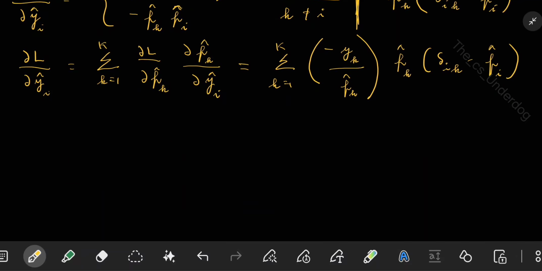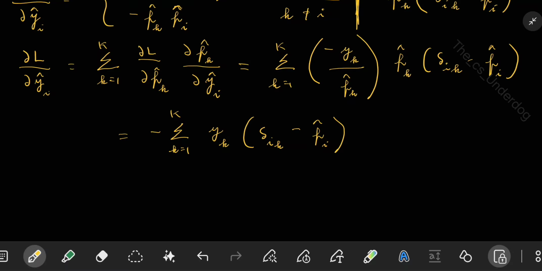How can you solve this? If this is the scenario, how can you solve? You have to take, I'm going to take minus outside, minus sigma k is equal to 1 to k. Then what are the terms inside? If you see this, here you have a pk cap. Here also you have a pk cap, which means this pk cap and pk cap you can cancel out, right? If you cancel these out, then you will have yk into del ik minus pi cap. This is what you have remaining.